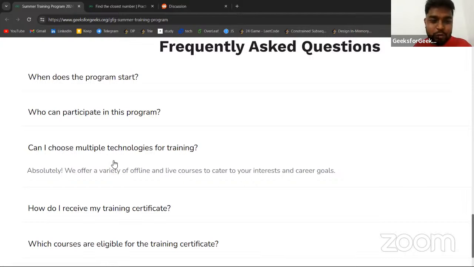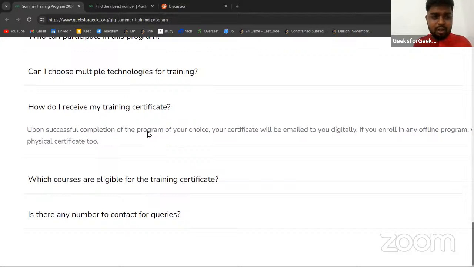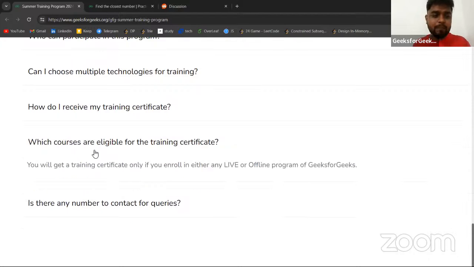So can I choose multiple technologies? Yes, you can absolutely choose multiple technologies. As I said, for example, if I want to learn DSA and system design both, then I can choose the Tech 101 course. And if you want, you can choose some other courses also. Then will I receive a certificate? Yes, after completion, you will definitely receive a certificate. Which courses are eligible for a certificate? You can see that only if you have enrolled in any live or offline program. So basically courses, for example, the DSA and system design course.